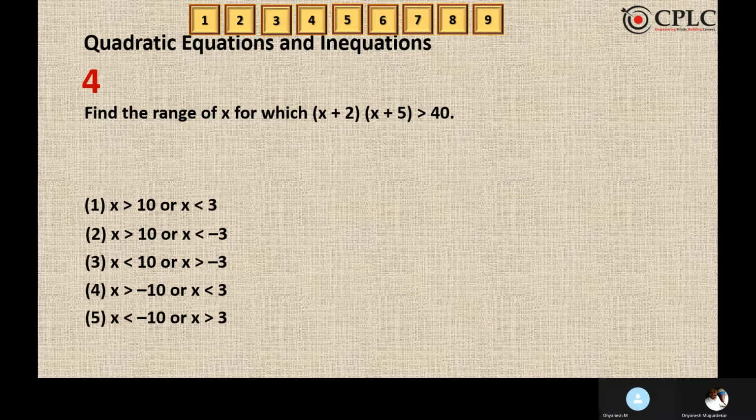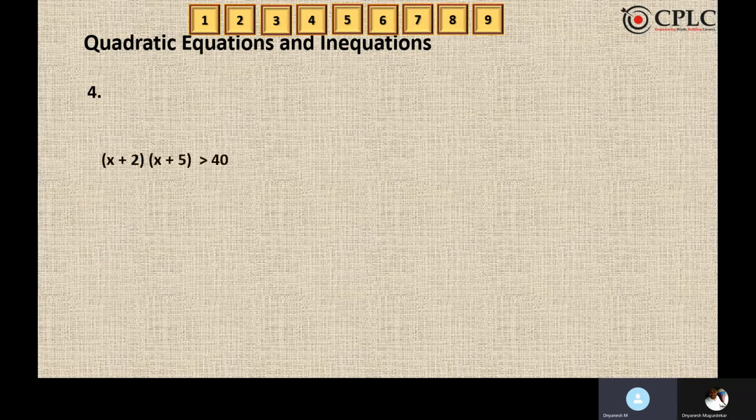Fourth one, find the range for which (x + 2)(x + 5) is greater than 40. Now, obviously, we'll need to multiply both the brackets. We'll get x² + 7x + 10 > 40. Take that 40 on this side, it will be minus. So plus 10 minus 40 will give me minus 30. So this was the only simplification which you needed.